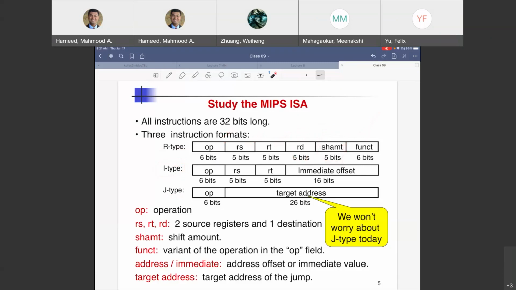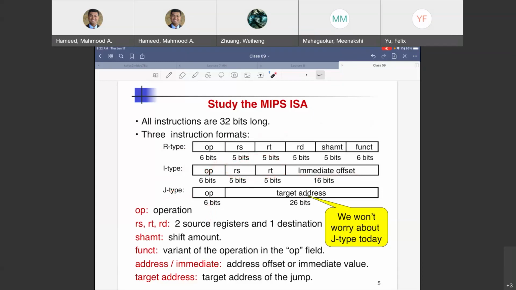Right? Next, I type: you have your opcode, 2 source registers, and an immediate offset, like add I or or I. Load word and store word also fall in that same category. Branch equal and branch not equal, all of those are I type instructions. The last one is your jump instruction, which is the opcode followed by your 26-bit target address. So this is your jump and link. Those are the 2 instructions that are J type.